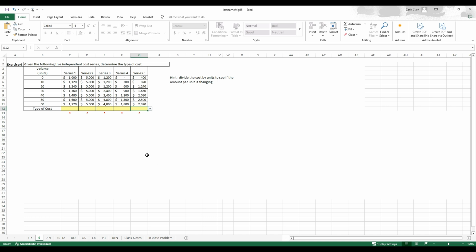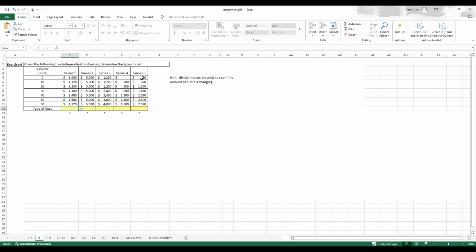All right, let's look at the next exercise here. So in this problem, it asks us to analyze some different cost amounts here and volume. So it shows us the volumes of production, and then we've got dollars associated with that. And we need to look at these series and make some determinations about what kind of costs these are. So we've got the options of fixed, mixed, stepwise, and variable. So a number of different options.